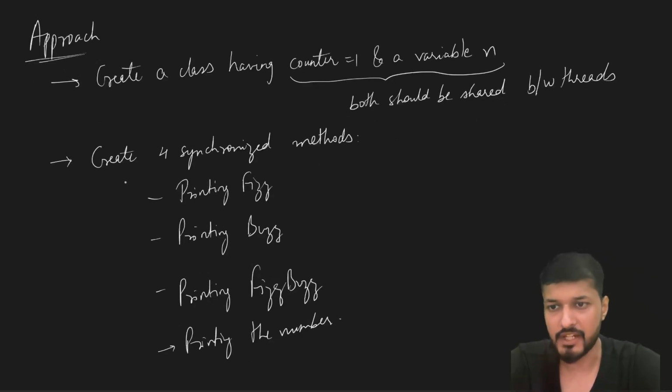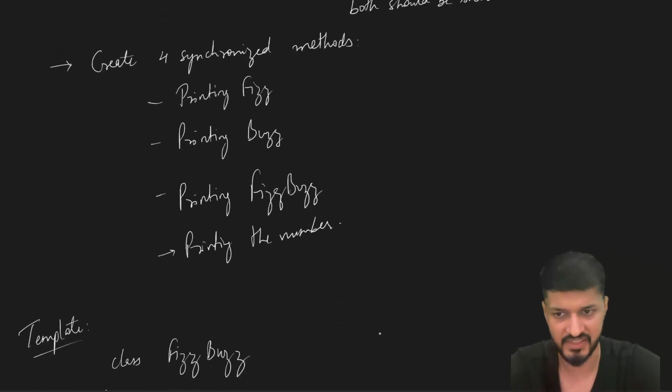Apart from that, we have to create 4 synchronized methods. One method will be responsible for printing Fizz, another will be responsible for printing Buzz, the third will be responsible for printing FizzBuzz, and the last one will be responsible for printing the number itself, right?